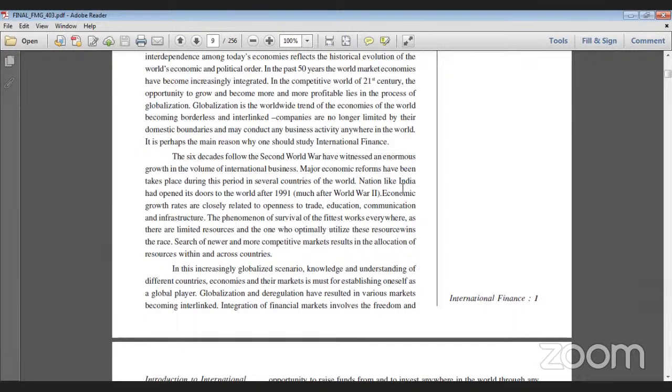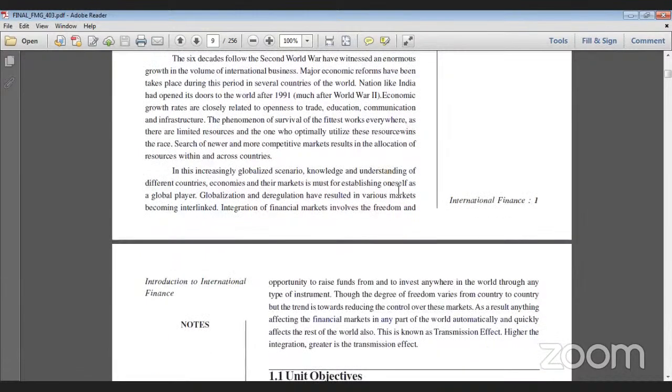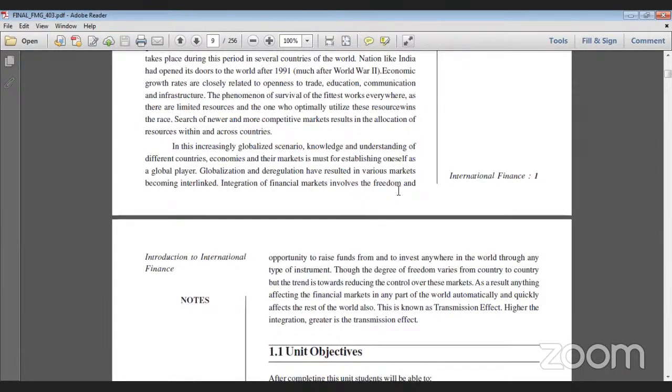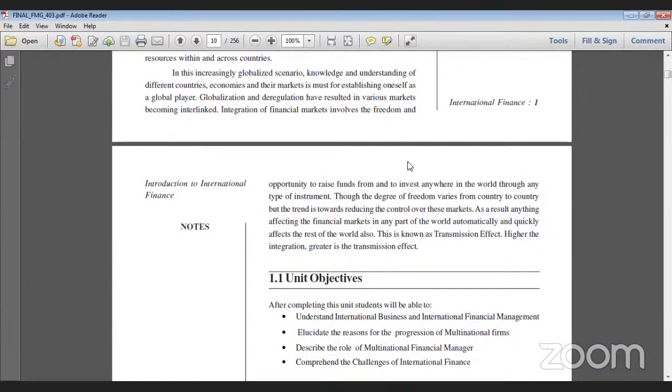Globalization has resulted in various markets being interlinked, and financial markets have the freedom and opportunity to raise funds from anywhere in the world through any type of instrument, though the degree of freedom varies across countries. But the trend is towards reducing the control over the market, as a result of which anything affecting the financial market in any part of the world quickly affects the rest of the world also. This is known as the transmission effect. Higher the integration, greater the transmission effect.